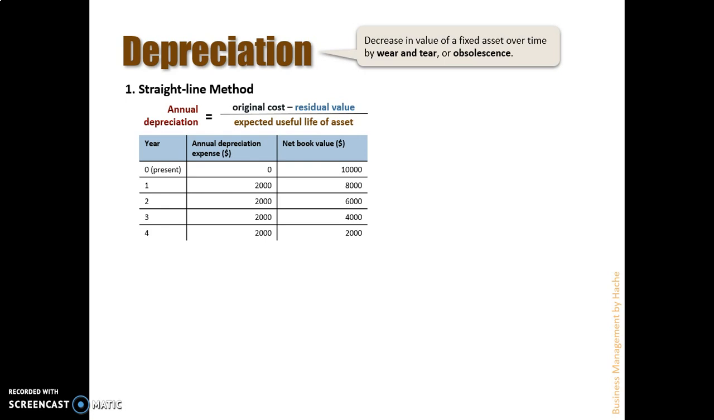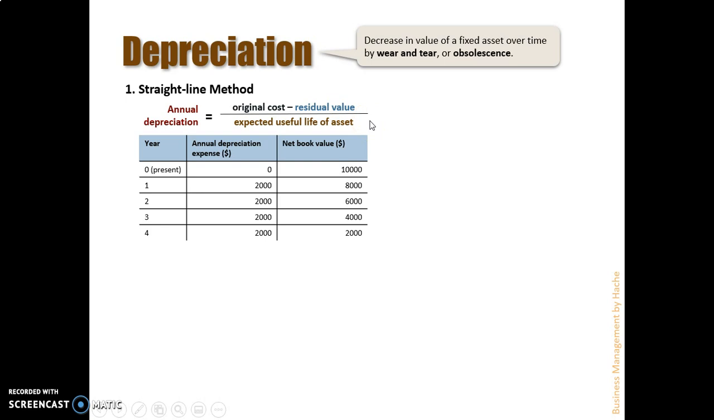Very simple. You get the price, you get the residual value by the end of those years that you think the asset will be useful. You divide it by the number of years, and that's it. You get a constant annual depreciation value for every year.